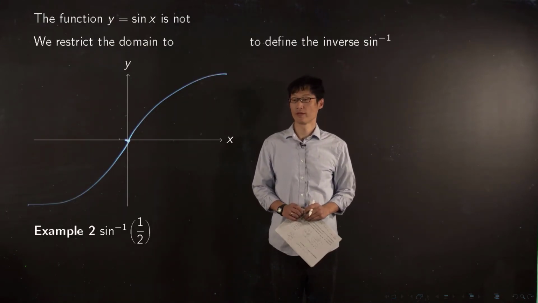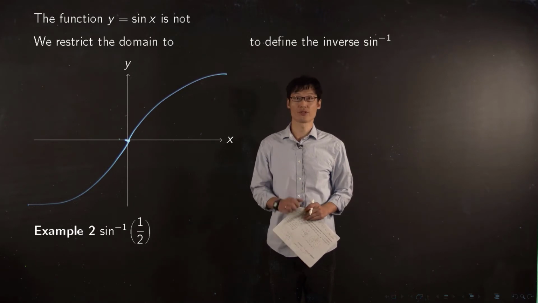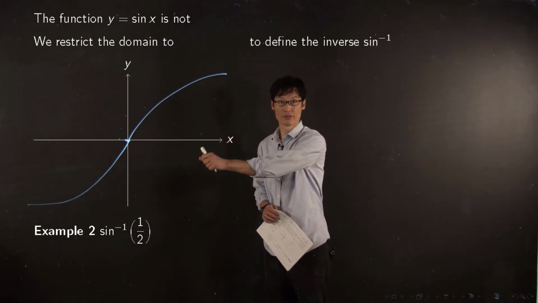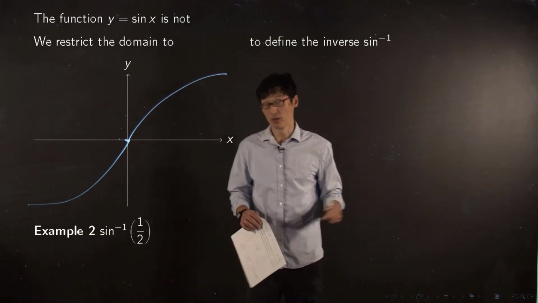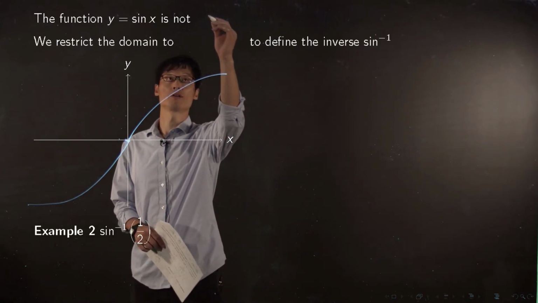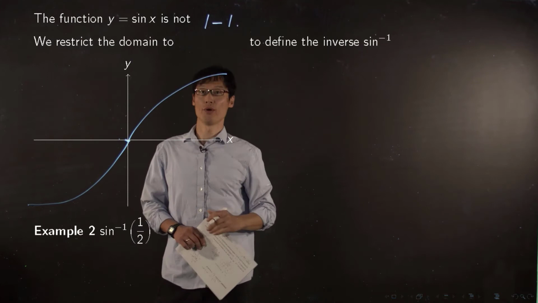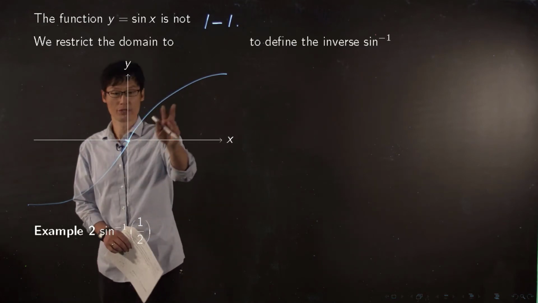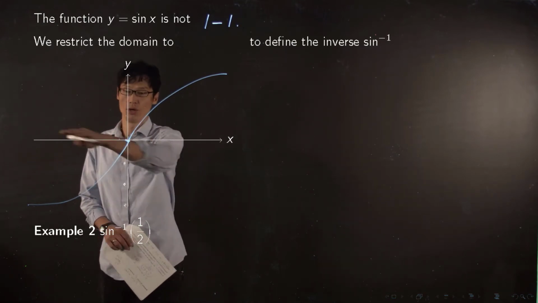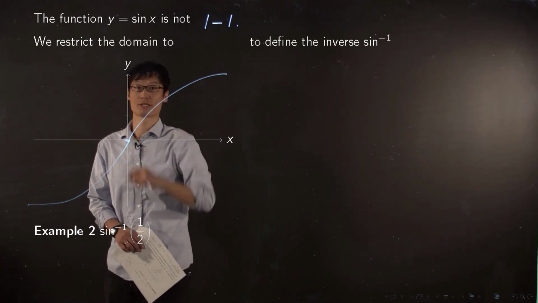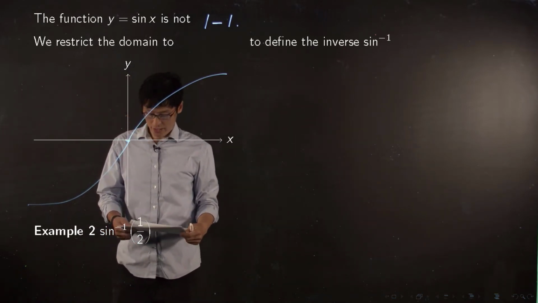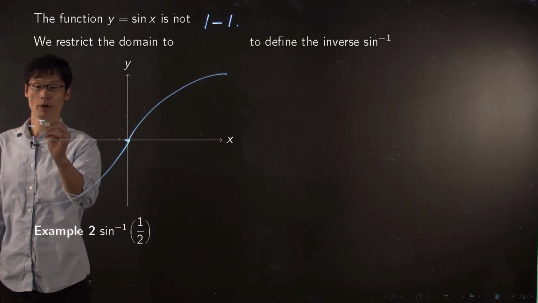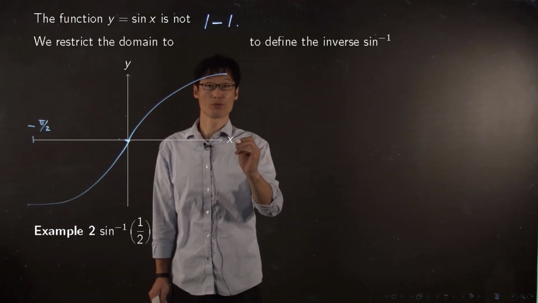Okay, so first thing is the inverse trig function. The sine graph repeats the same pattern for every 2 pi, so the function is not 1 to 1. However, we restrict the domain so that our curve intersects horizontal lines at most once. So we restrict the domain from negative pi over 2 to pi over 2.